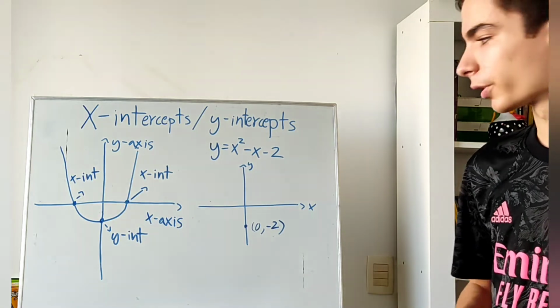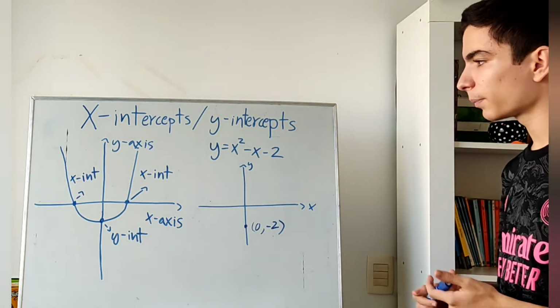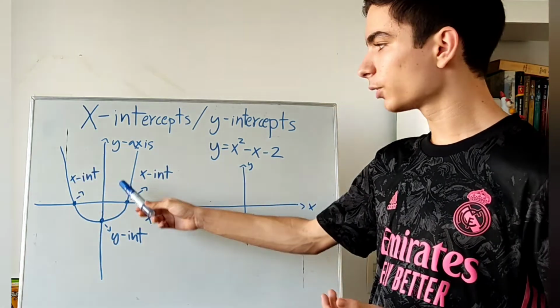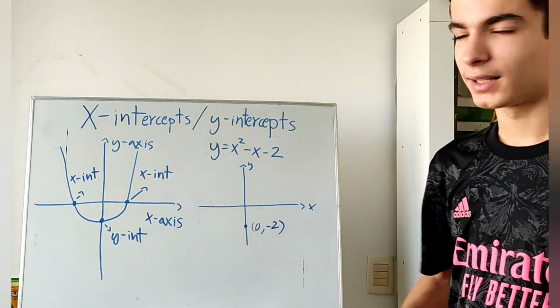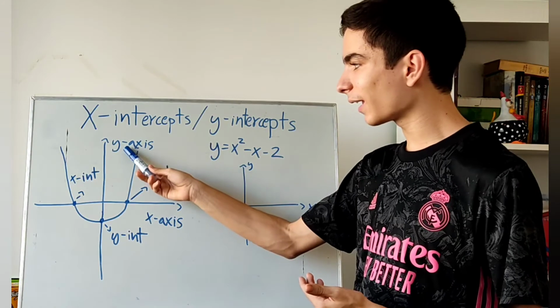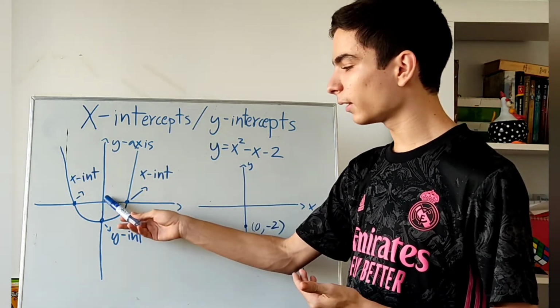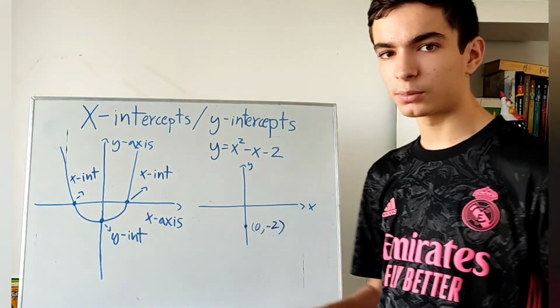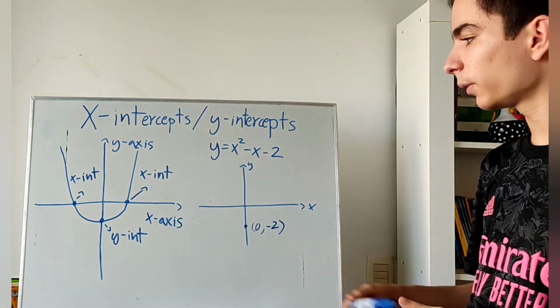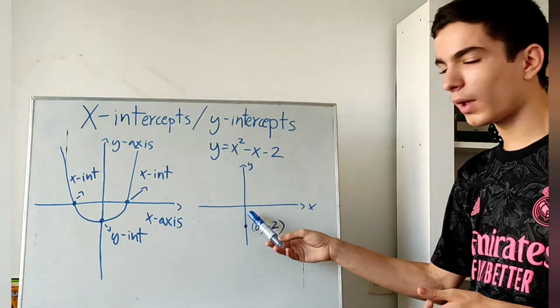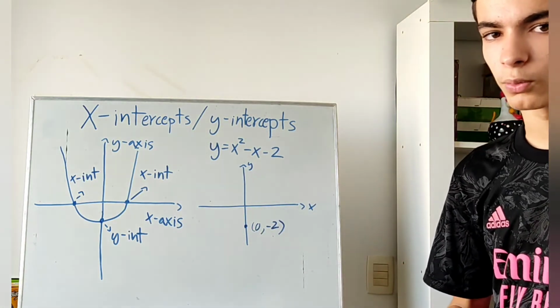Now, why does this work? The y-intercept is the place where the function, the line, is going to cross the y-axis. And since we know that on the y-axis, the value of x is 0, we can simply replace x with 0 and evaluate or solve for y.